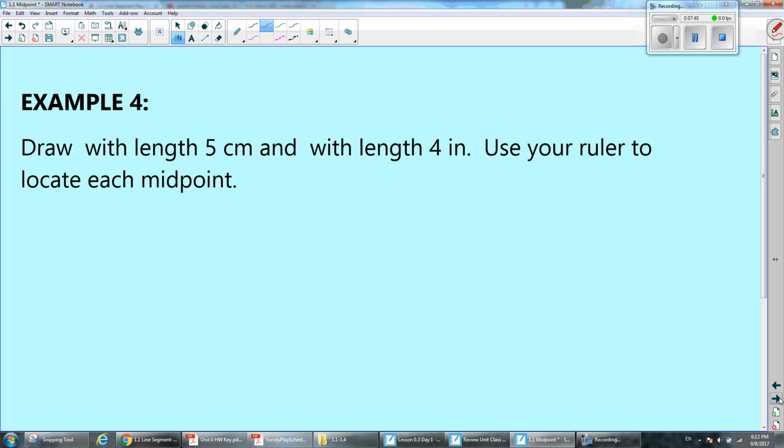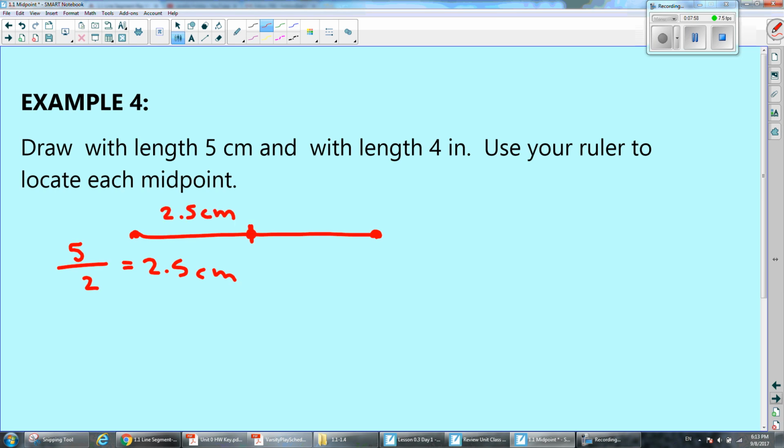If we were to use a ruler and draw a segment AB with length 5 centimeters, we could find the midpoint by cutting 5 in half. So really we'd have to measure out 2.5 centimeters and put the midpoint there. So here we've cut it into 2.5 centimeter pieces. That would be the midpoint. Remember, this is segment AB. Got to label those endpoints.